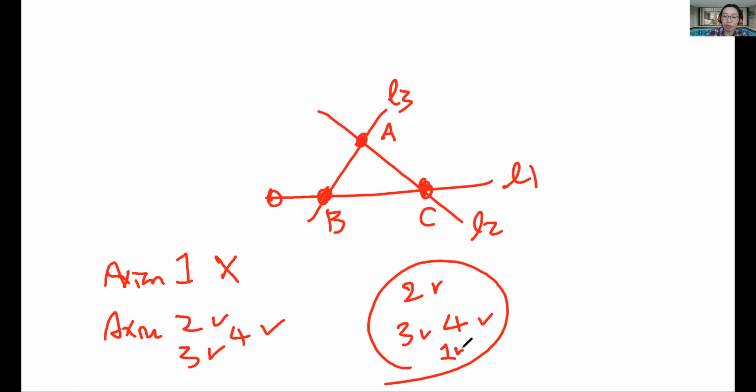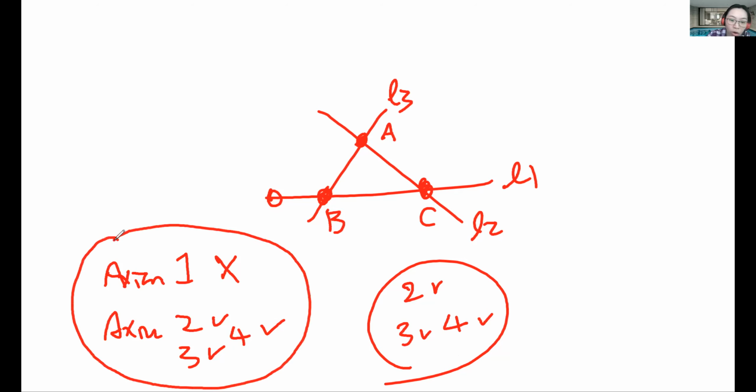But if you can draw me a picture where 2, 3, 4 hold, but not 1, then essentially it tells me that 1 cannot be proved from 2, 3, and 4, right? That's essentially the logic here. So how do you find this picture? You want a picture where axiom 1 is violated.